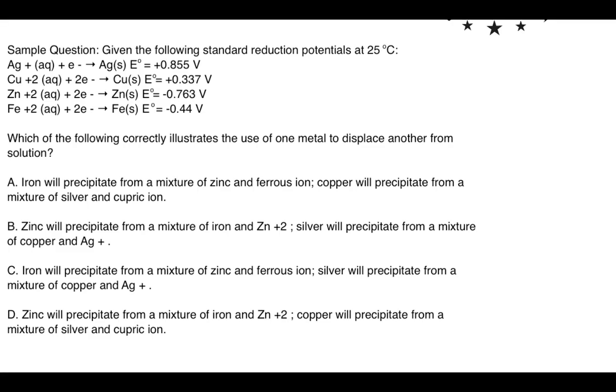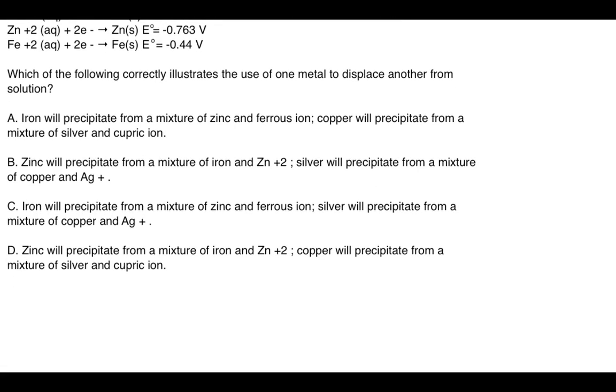So here's the sample question. Given the following standard reduction potentials at 25 degrees Celsius, and they list them there, you have it for silver, copper, zinc, and iron, which of the following correctly illustrates the use of one metal to displace another from solution? Now note that your choices have two different reaction setups here. So you have iron will precipitate from a mixture of zinc and ferrous ions. Now, stop at that point. That is one claim.